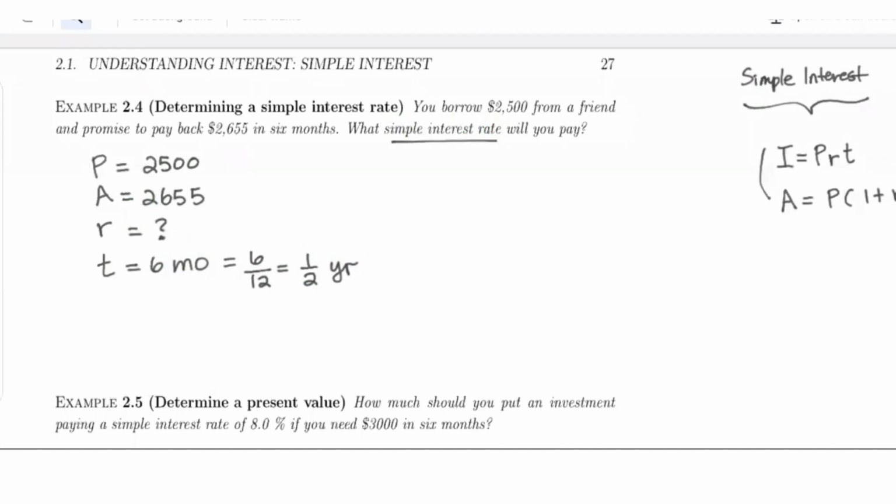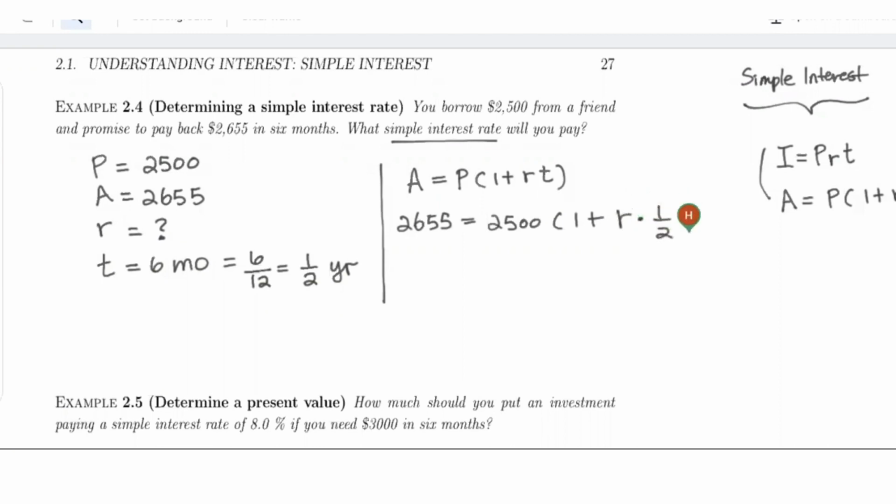So we have two formulas: I equal to PRT, A equal to P times 1 plus RT. It's clearly A equal to P times 1 plus RT that is the right formula to apply. Let's substitute all these letters. Remember, we assign those numbers to the letters. So we have 26.55 equals 2,500 times 1 plus R times 1/2. Instead of 0.5, I write 1/2.